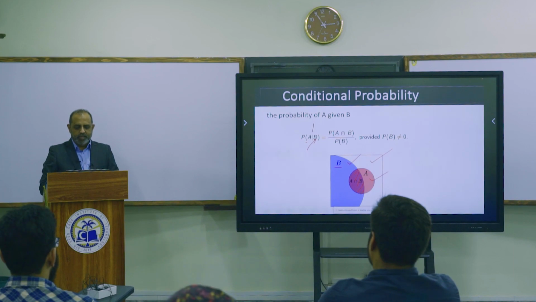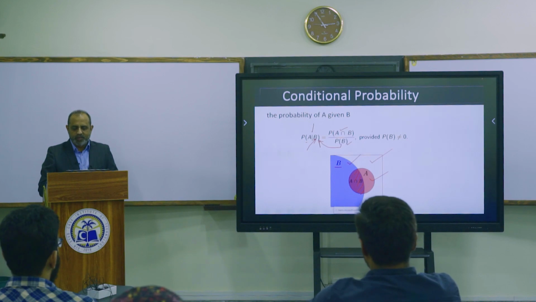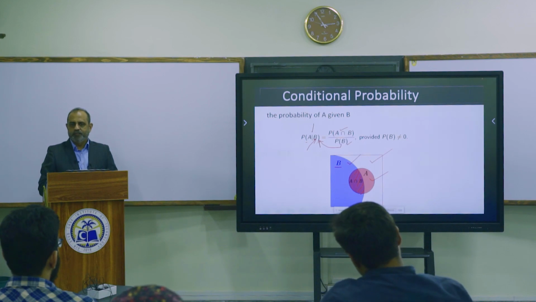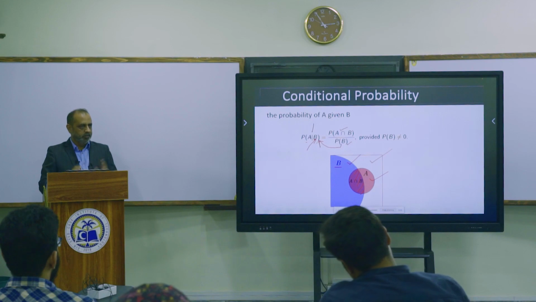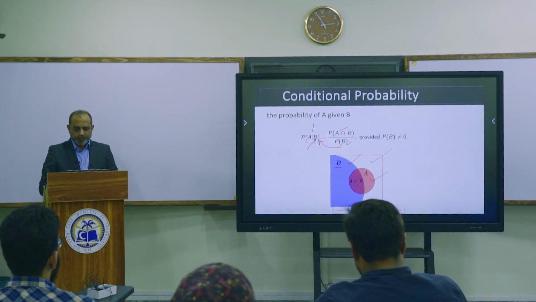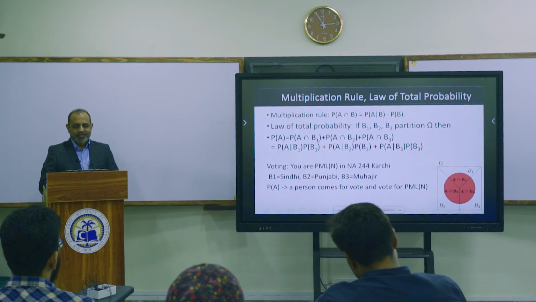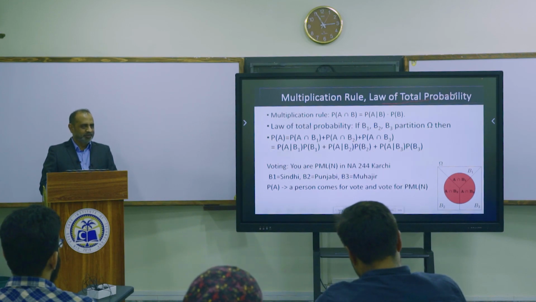So you say it is A intersection B divided by B, okay, and this probability can go here and gets multiplied. It's the probability of A given B into probability of B. Okay, this becomes a good expression: probability of A given B into probability of B. Okay, so this is interesting. So this is called law of total probability. Okay, law of total probability.